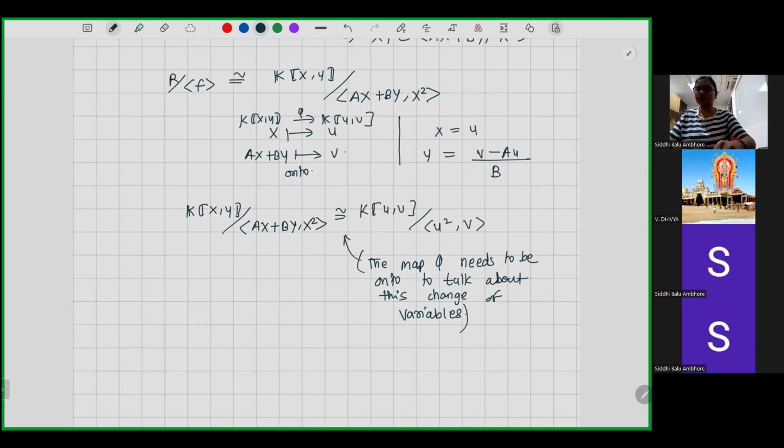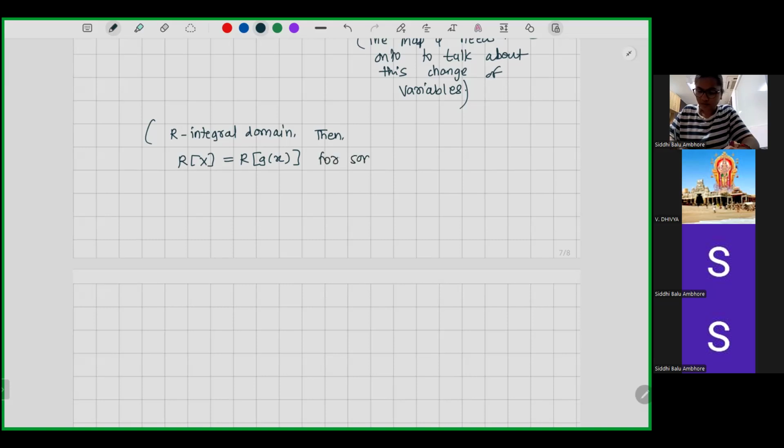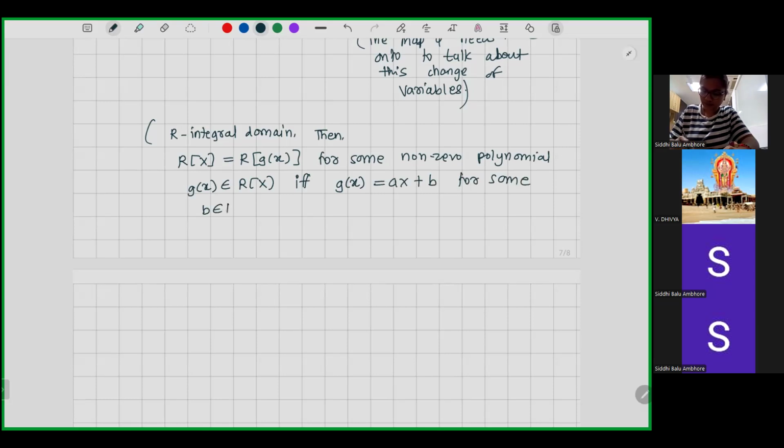Okay, and you can check that this map is onto. Here we are actually in a power series ring, but if you are not in a power series ring, then there is a result that if R is an integral domain, then R[x] polynomial ring, R[x] is equal to R[g(x)] if and only if, for some non-zero polynomial g(x) in R[x], g(x) is equal to ax plus b for some b in R, and a is a unit in R.